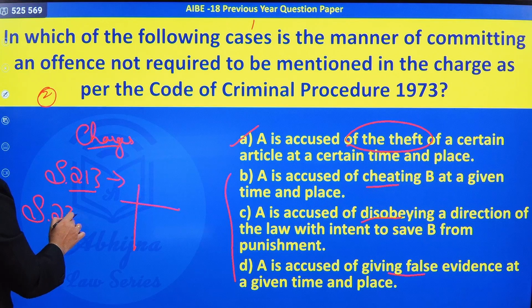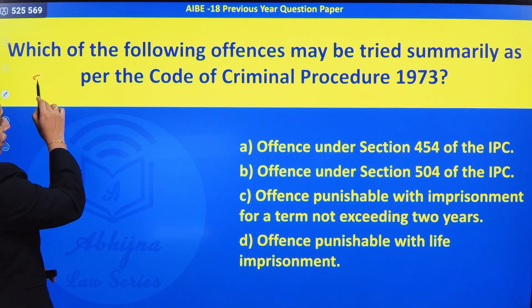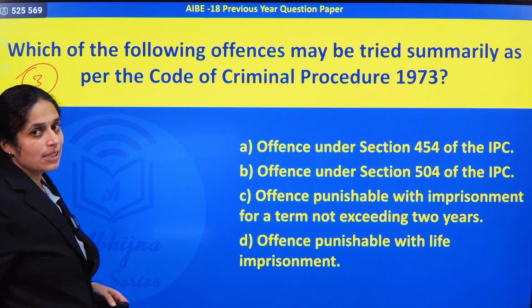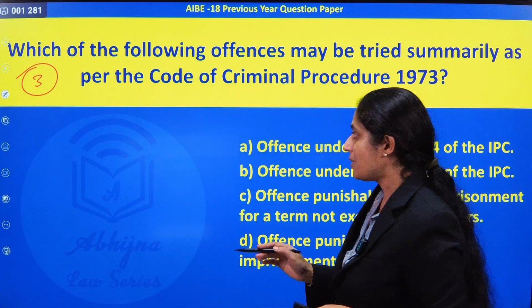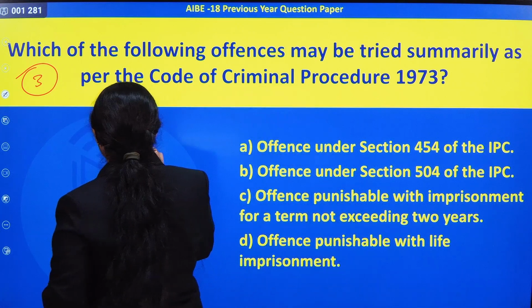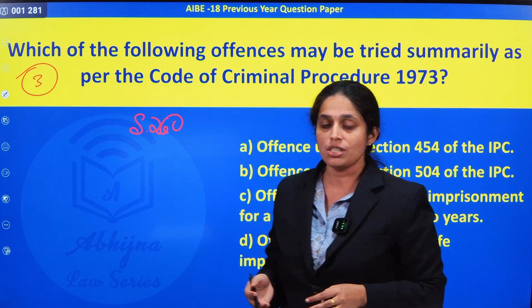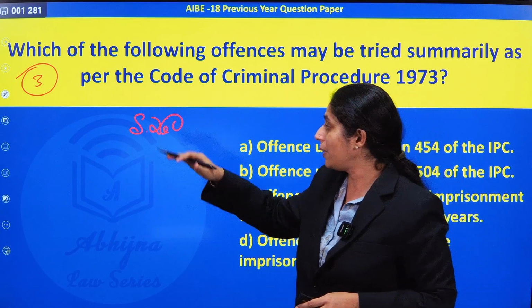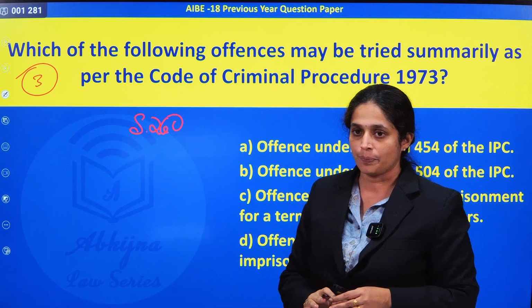Section 236 BNSS is the correct answer. And the third question, which of the following offences may be tried summarily as per the CRPC? So, summary trial comes under section 260. Section 260 CRPC speaks regarding summary trials. BNSS has introduced many changes in this particular section.